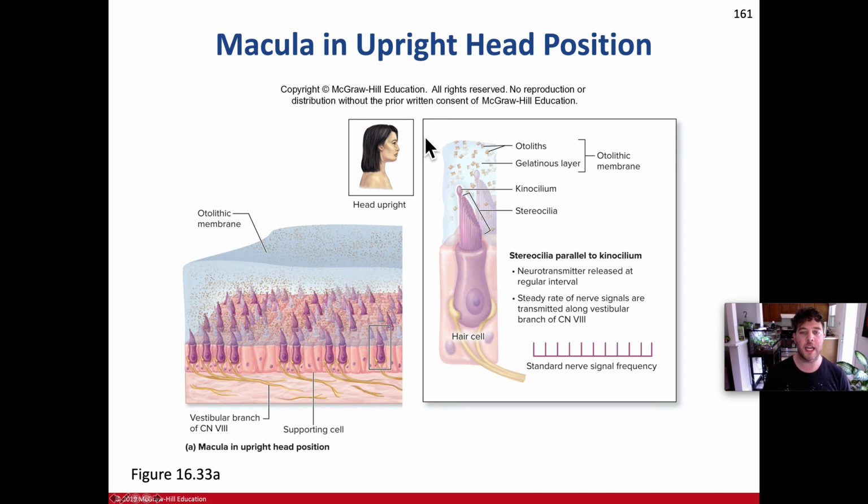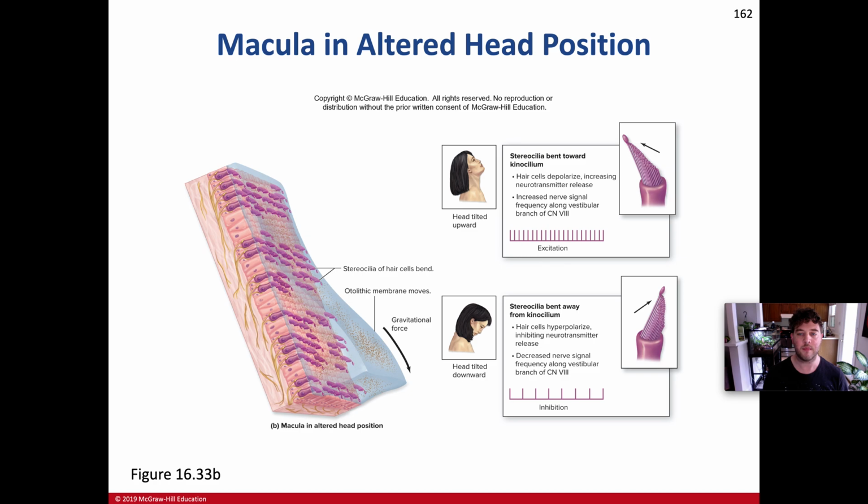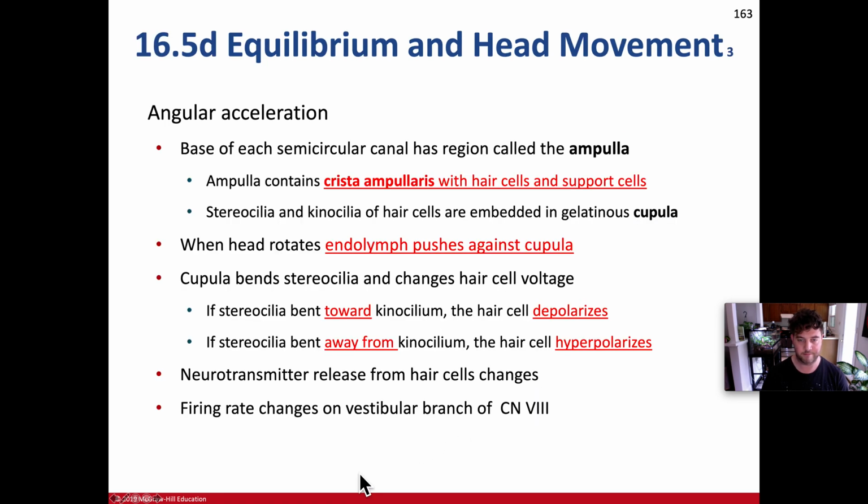So in the upright head position, the stereocilia are parallel to the kinocilium. The neurotransmitter is released at a regular interval. A steady rate of nerve signals are transmitted along the vestibular branch of the cranial nerve 8. So you have this standard nerve frequency as long as your head is upright. There's really no increase or decrease in firing. As you start to lift and tilt your chin upward, you have the stereocilia bent toward the kinocilium, and you have this excitation. You have this increase in nerve fibers. As you tilt it downward, the stereocilia bend away from the kinocilium, and that's going to cause inhibition.